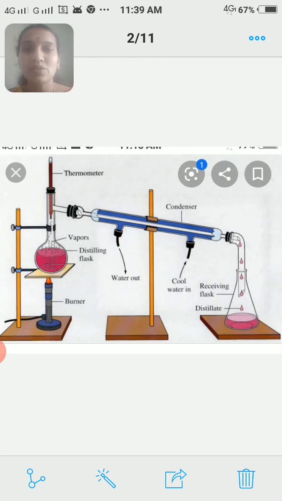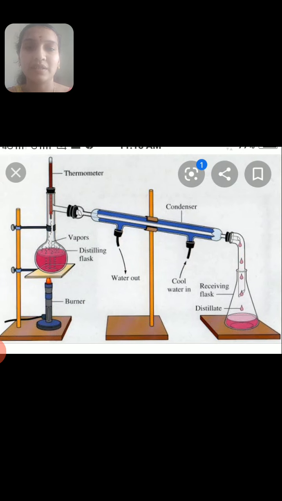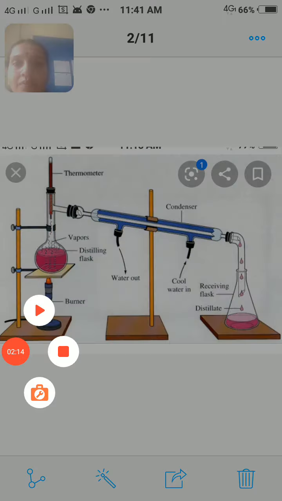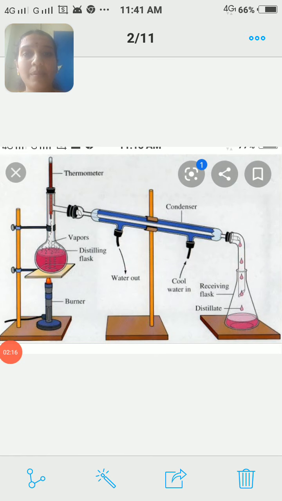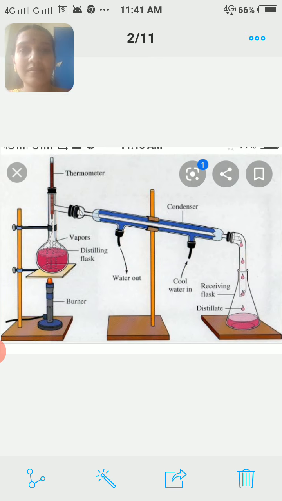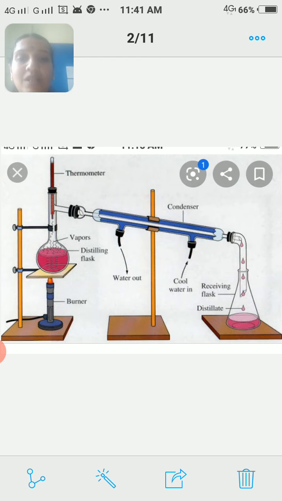And the next method is called distillation. So the last is the distillation method. So what is this distillation method? It's one of the methods of obtaining dissolved soluble substances and the liquid in which they are dissolved.